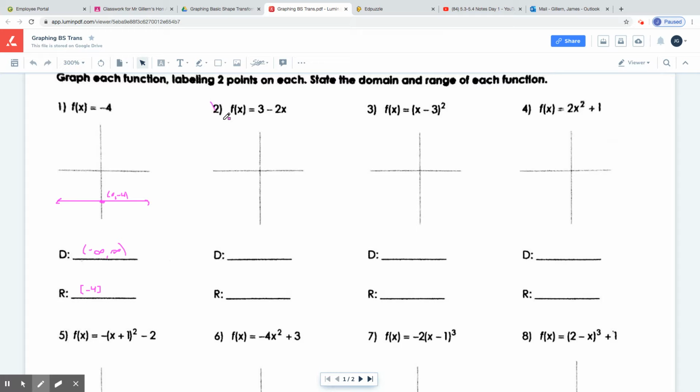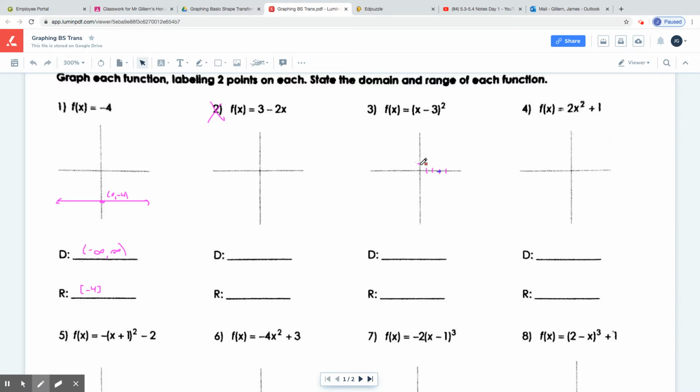All right, we did 2 on the notes, which is a line. 3 is a quadratic. With quadratics, you want to graph the vertex first. Normally, the vertex is at 0, 0. It gets moved to the right 3. So we're going to go to the right 3 and put our vertex there, 3, 0. Nothing is happening going up or down at this point.